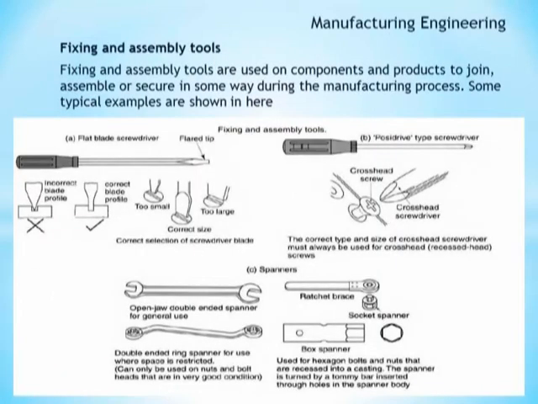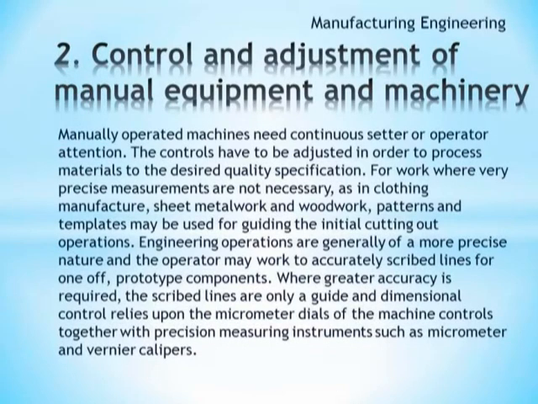C. Fixing and assembly tools. Fixing and assembly tools are used on components and products to join, assemble or secure in some way during the manufacturing process. Some typical examples are shown in here. Number 2. Control and adjustment of manual equipment and machinery.